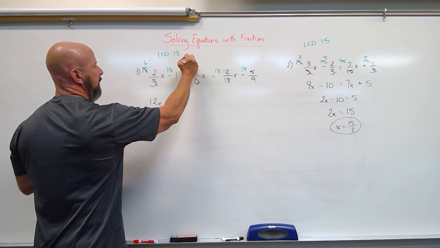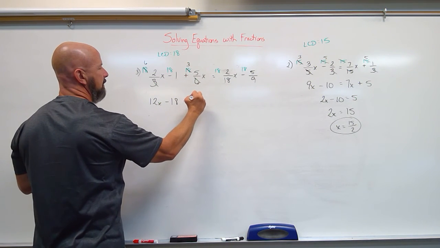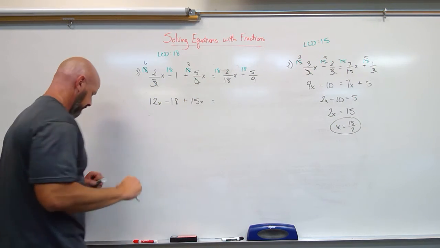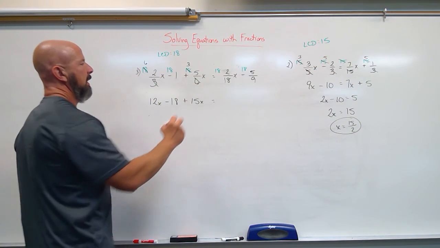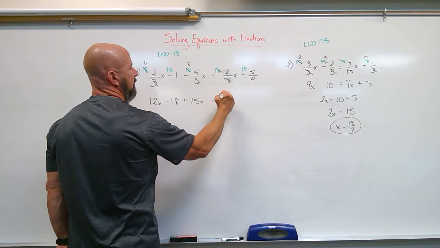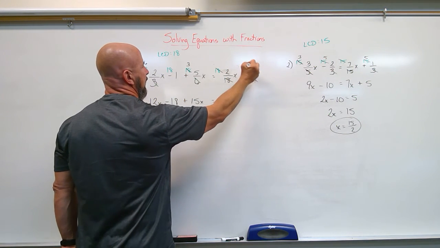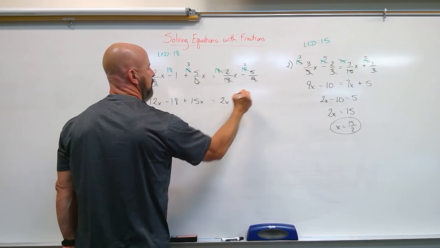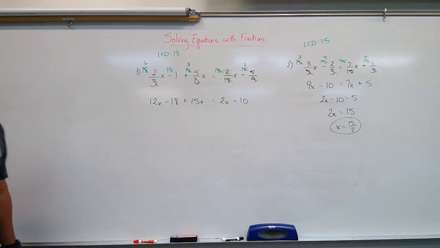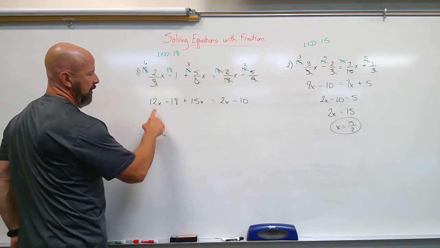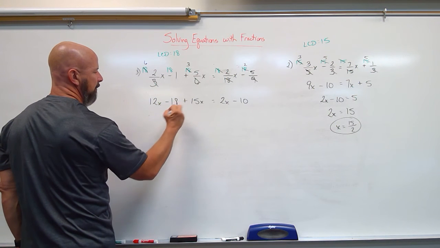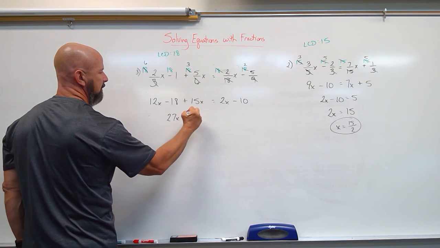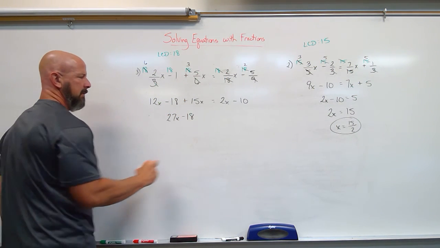6 goes into 18 3 times. 3 times 5x is 15x. Here on the right side, the 18s cancel, so 2x, and then 9 goes into 18 twice, 2 times 5 is minus 10. Again, it's not solved, but it is definitely a lot easier than it was before. So here I have like terms I can combine on the left. 12 and 15 is 27x, minus 18.